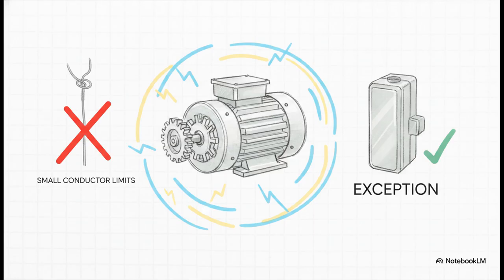The only time you get a free pass to ignore those small conductor hard limits is when you're dealing specifically with motor circuits calculated under Article 430. Motors have these massive starting inrush currents, so the code actually allows us to oversize the short circuit protection just to get the motor spinning. But outside of that very specific application, do not mess with those small conductor limits.